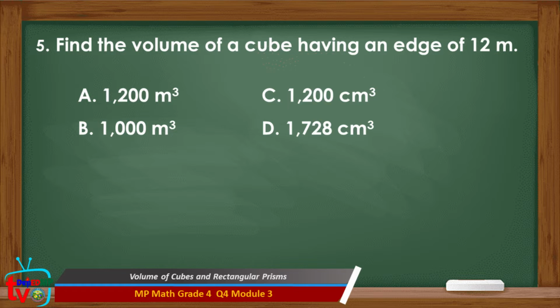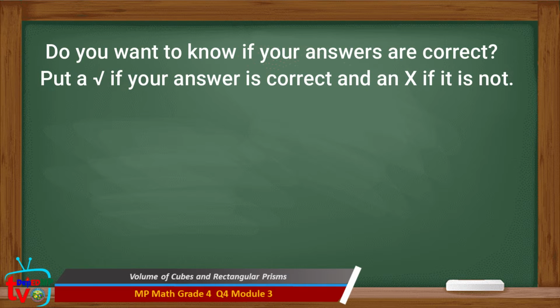Number 5. Find the volume of a cube having an edge of 12 meters. Letter A, 1,200 cubic meters. Letter B, 1,000 cubic meters. Letter C, 1,200 cubic centimeters. And letter D, 1,728 cubic centimeters.